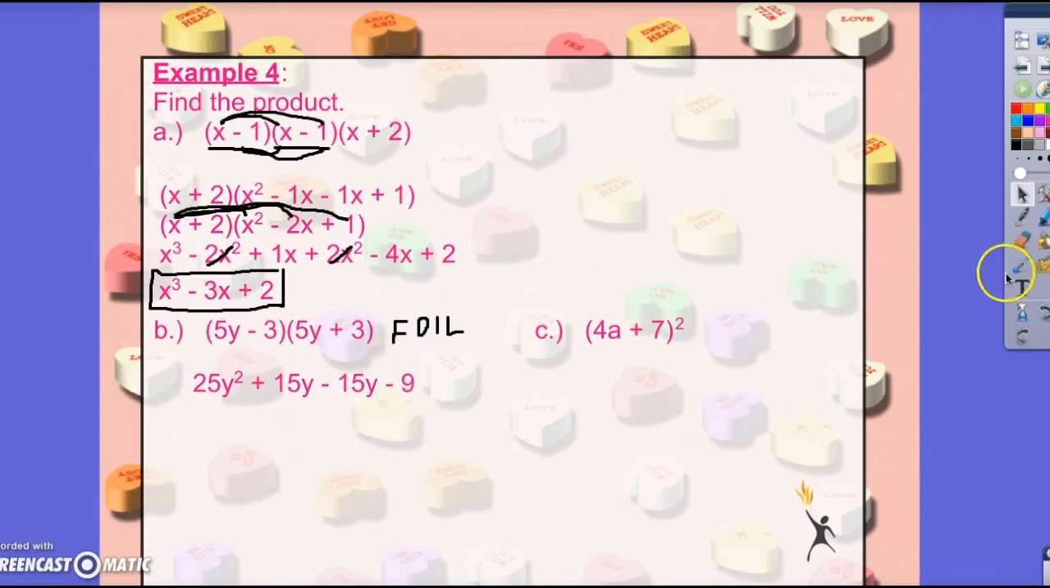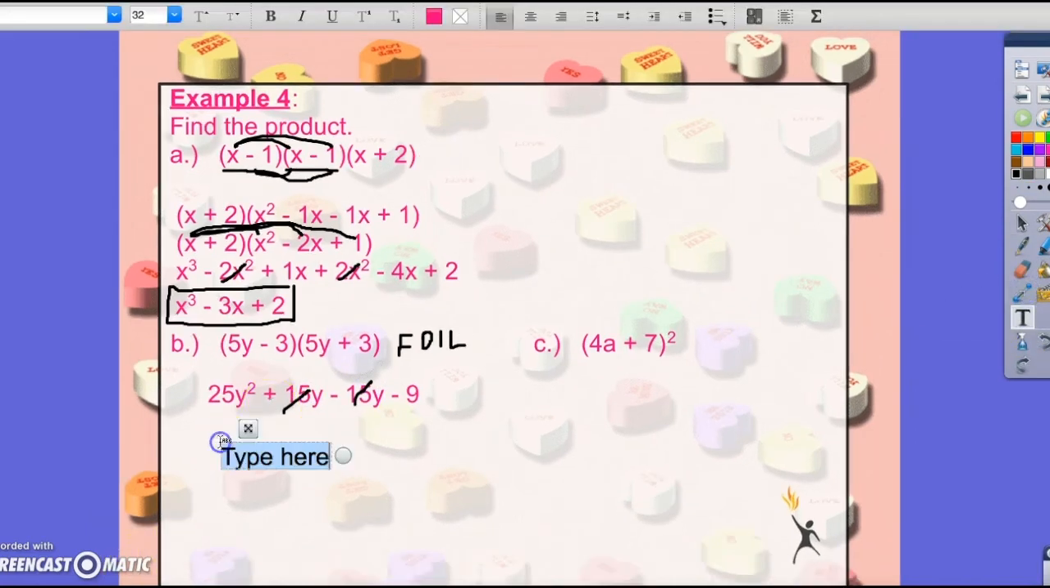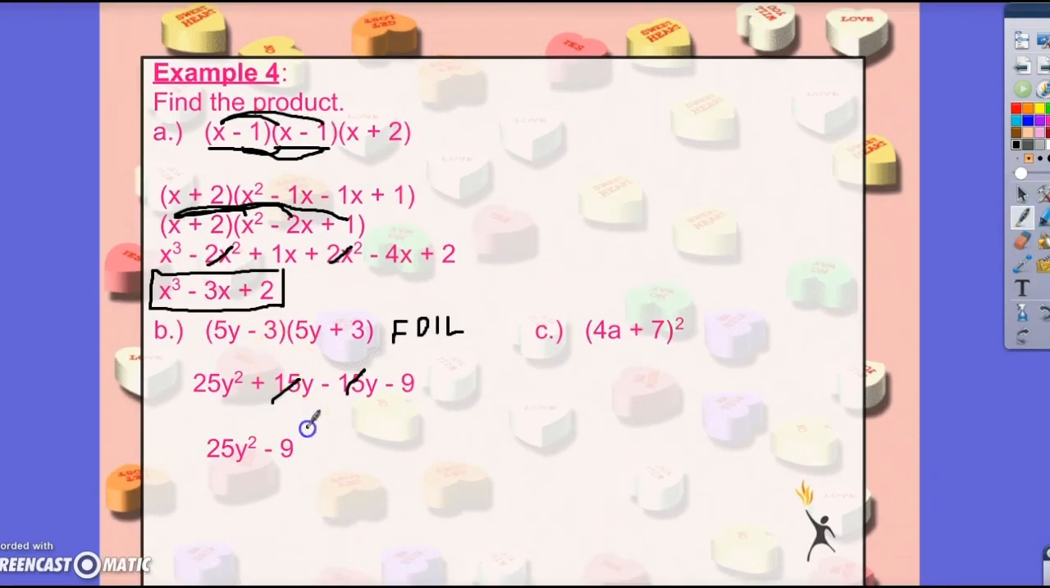That's FOIL. What you'll notice is these two cancel out, right? Because they're the same thing, opposite sign. So your final answer is 25y squared minus 9. And if you pay attention, we've done special patterns with this. It's called the difference of two squares. The O and I of FOIL drop out.